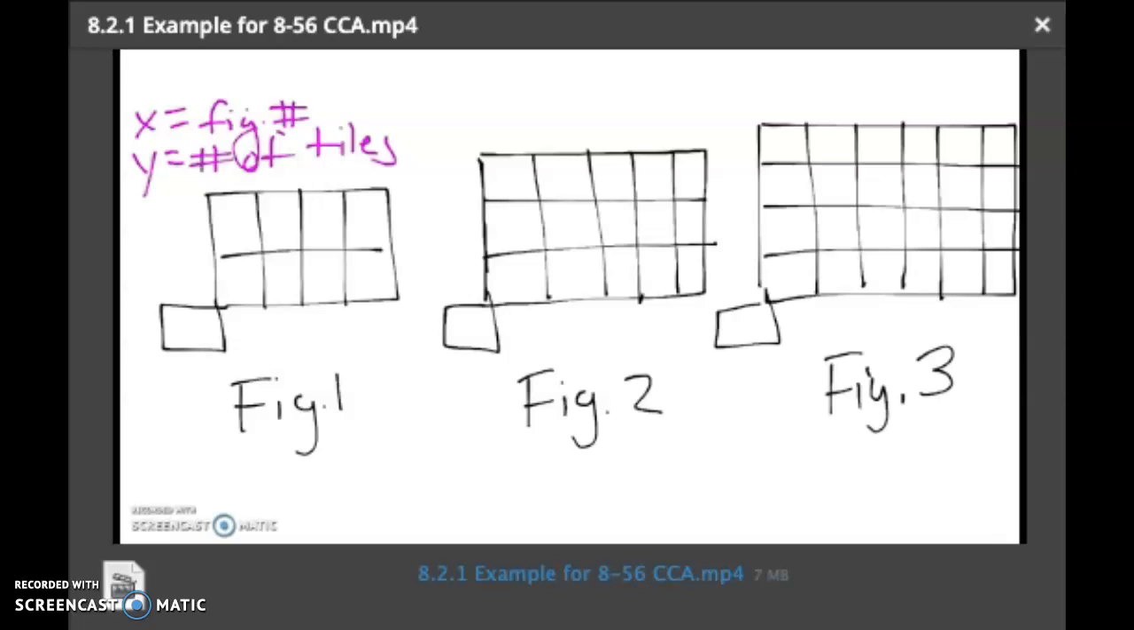Okay, so when I'm doing this, I'm looking at the pattern and I'm noticing that every single figure has one tile hanging off the edge of the larger rectangle. So I'm going to keep that in mind. And then I'm noticing that each figure now has a larger rectangle. So I want to look at the different dimensions of that and try to see if I can write it in terms of the figure number.